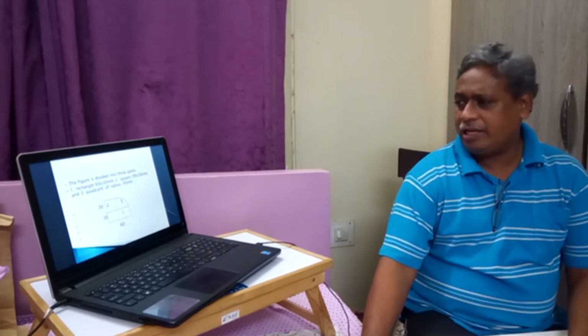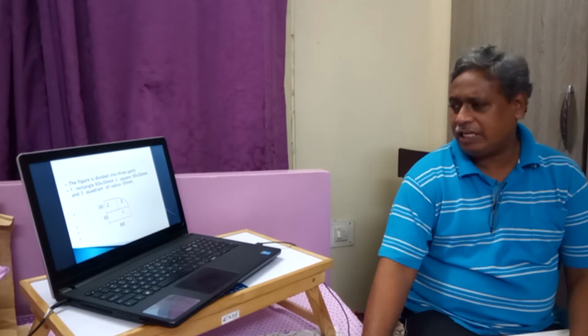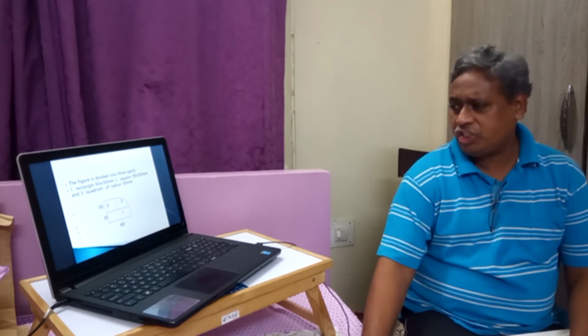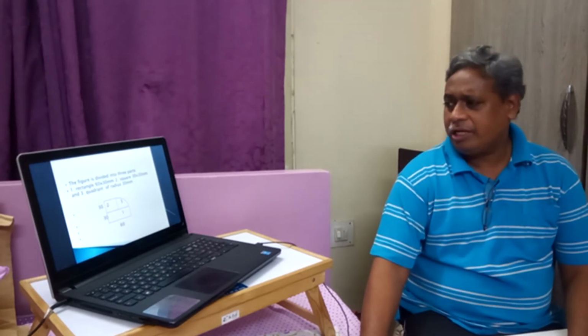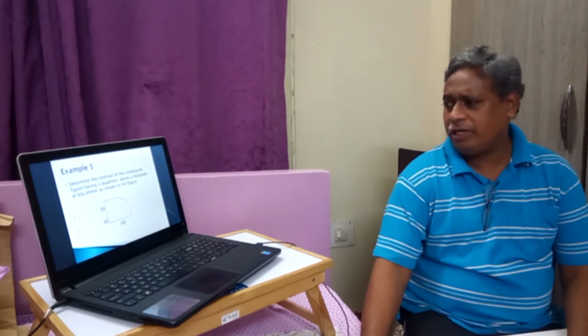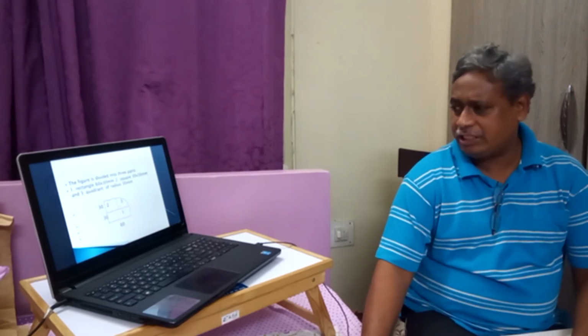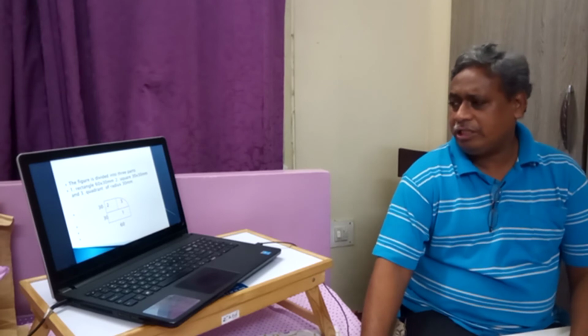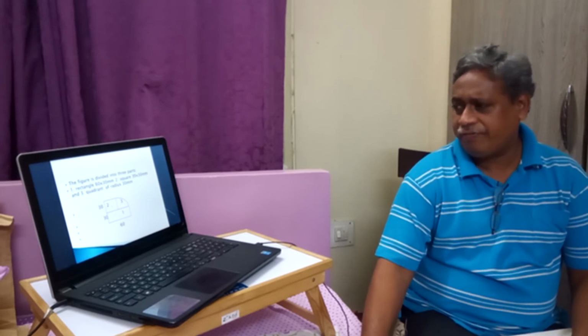Here the area of this first rectangle is 60 into 30, that is 1800 square millimeters. Similarly, the centroid of this rectangle will be, in x direction, 60 by 2, that is 30. Similarly, in y direction it is 30 by 2, that is 15. For this square, we know the centroid lies at 15 and 15 from the base.